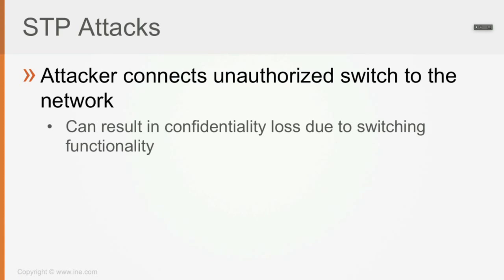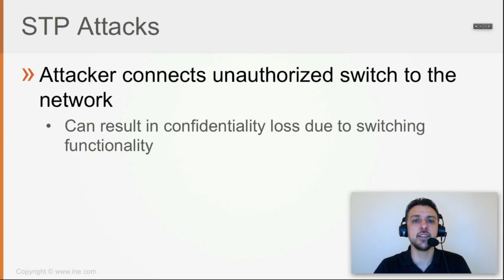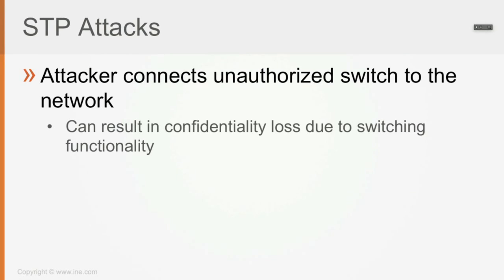So if the attacker, for example, connects an unauthorized switch to the network, this can result in confidentiality loss due to switching functionality. Because we know that when a switch receives a frame for which the destination MAC address, if it's unicast, is not known to it, it has not learned the MAC address, then it's going to flood that frame, which is a feature called unknown unicast flooding. It's going to flood the frame out on all ports in the VLAN that the frame was received on, of course, except the port the frame was received on.